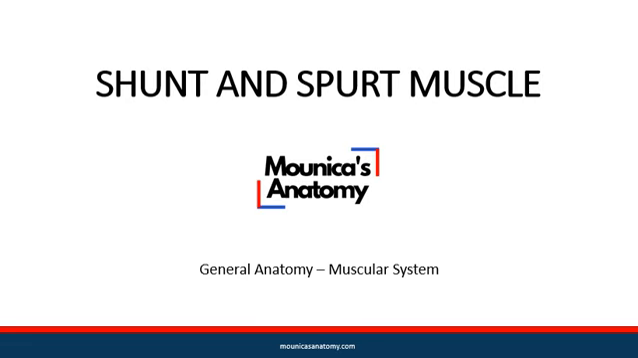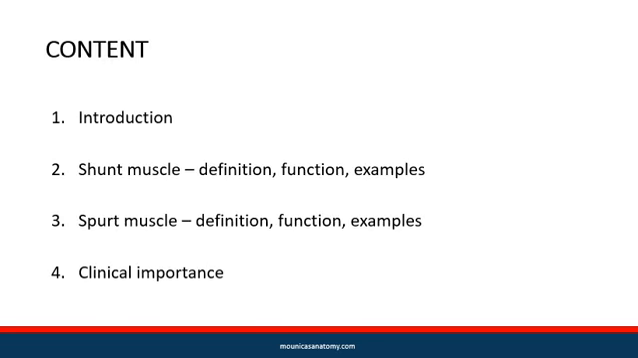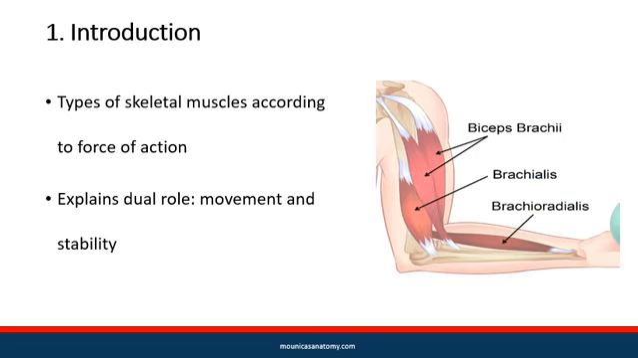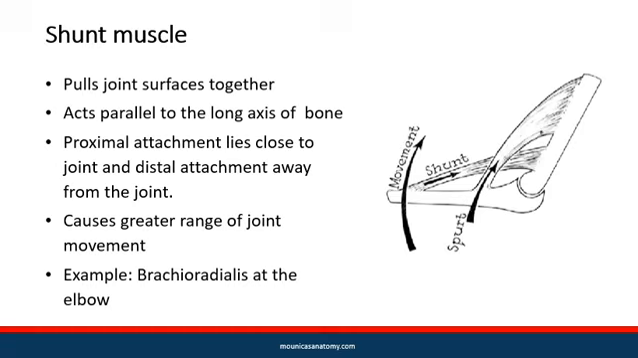Video's topic is shunt and spurt muscle. Let's study introduction, definition, function, examples of shunt and spurt muscles and clinical importance. These are skeletal muscles classified according to the force of action on the joint, and they explain the dual role of movement and stability.